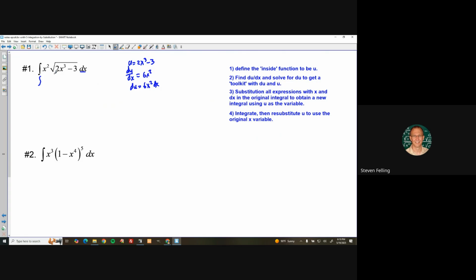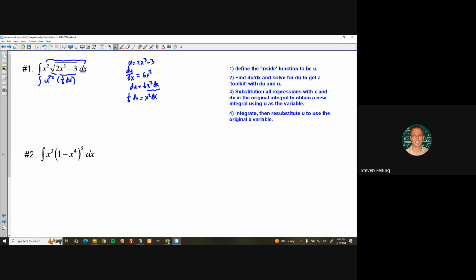So first of all, I'm going to take this part here and write that as u to a power, but the square root is the same as 1/2 power. And then I have this x squared dx left over, right? So in my toolkit, I have an x squared dx here. To get that by itself, I'm going to divide both sides by 6 over here in the toolkit. 1/6 du is equal to x squared dx, which means I can now replace this x squared dx with 1/6 du.